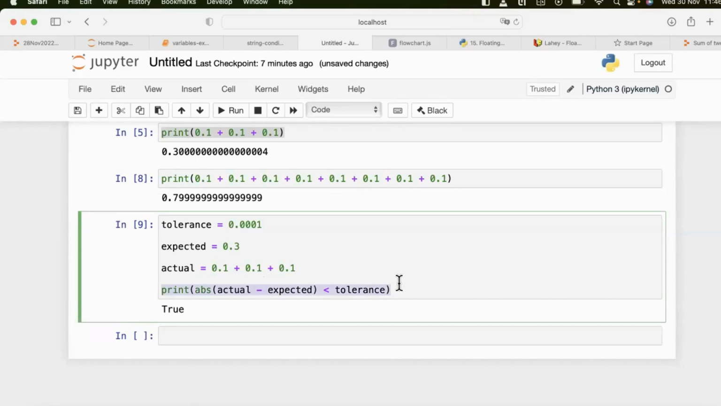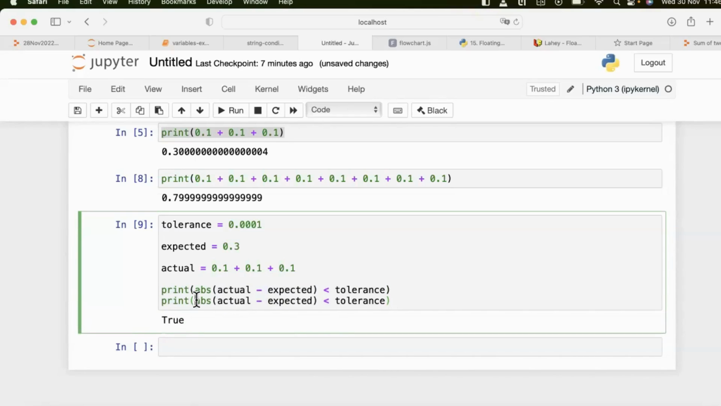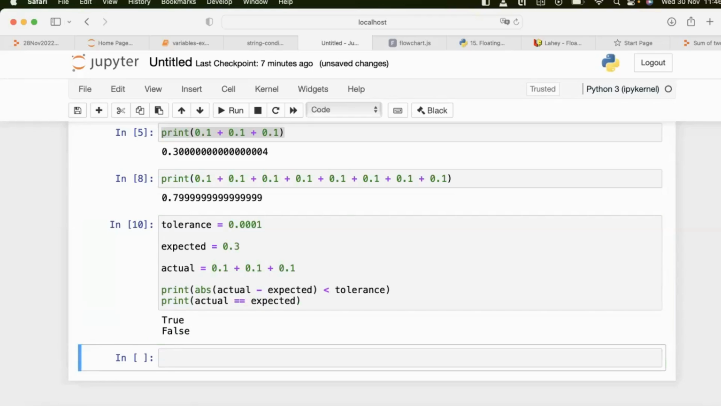I will just confirm that for you. Actual is not equal to expected, but within the limits of floating point precision, they are both the same. Right? Does everyone follow this?